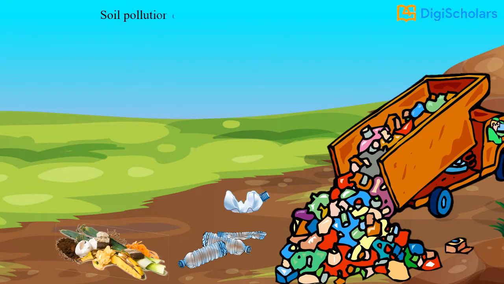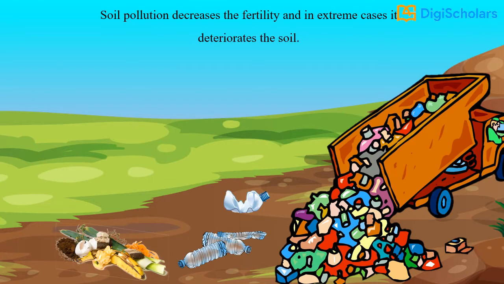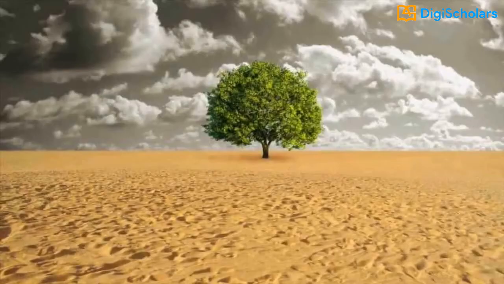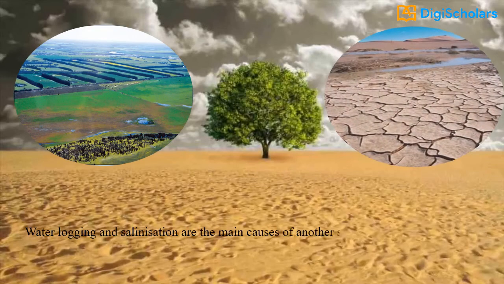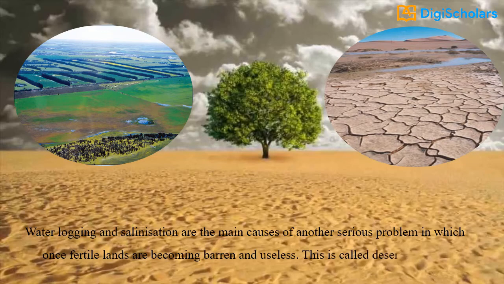Soil pollution decreases the fertility and in extreme cases, it deteriorates the soil. Waterlogging and salinization are the main causes of another serious problem in which once fertile lands are becoming barren and useless. This is called desertification.